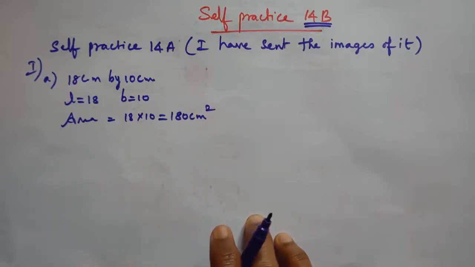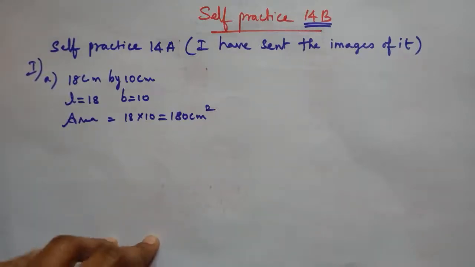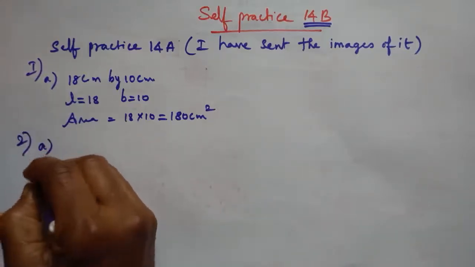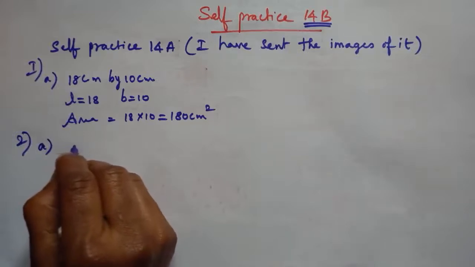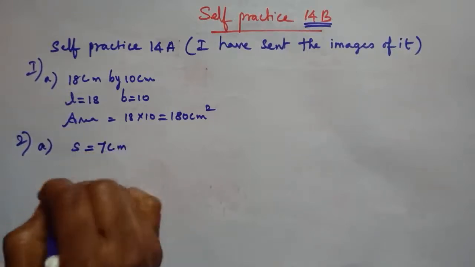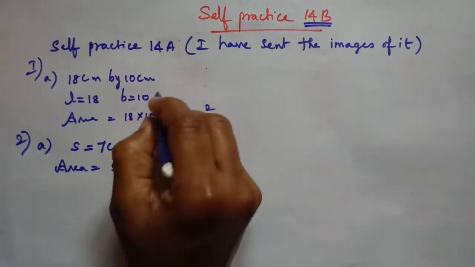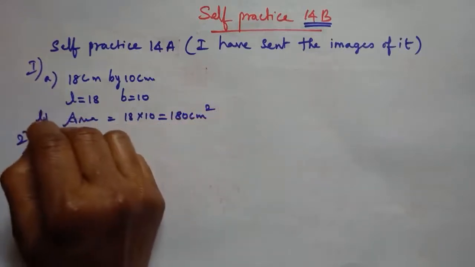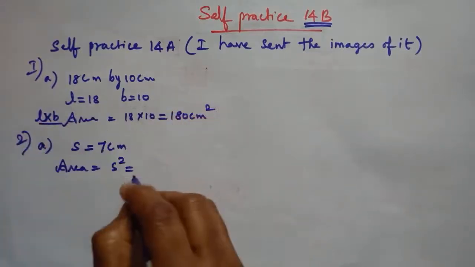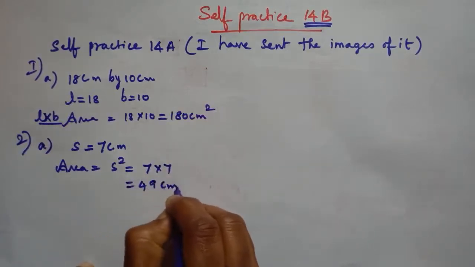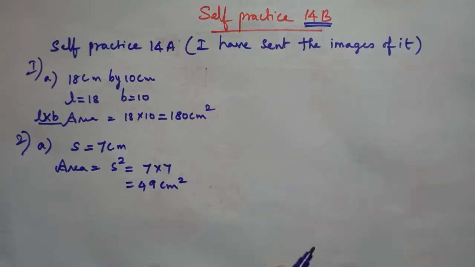Then second question, find the area of a square whose side lengths are given. Here, first A subdivision, 7 centimeter. Side is equal to 7 centimeter. So area is equal to, what is the formula? S square. Area formula is L into B. So here S square is equal to 7 into 7, that is equal to 49 centimeter square. Is it clear? Then B, C, D sums are homework, you can do them by yourself.